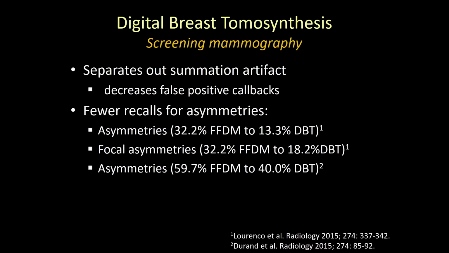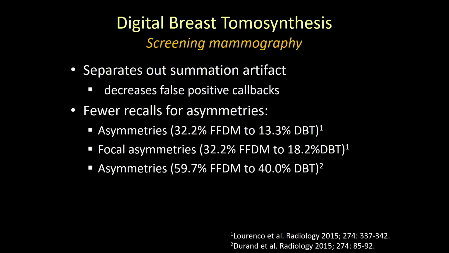Well, tomosynthesis really helps a lot, as we've heard yesterday in some of our tomo talks. We know that tomo separates out our summation artifacts, and in the screening population, our false positive recalls, many of which are asymmetries, are reduced using tomosynthesis. And these are 2 studies, both from the Brown group, led by Anna Lorenko, and the Yale group, Melissa Duran's work, showing when they looked at what their percentage of callbacks were, they found that asymmetries went from 32% on full field digital down to 13% on tomosynthesis, and their focal asymmetries, their 2-view findings, went from 32% down to 18.2%.